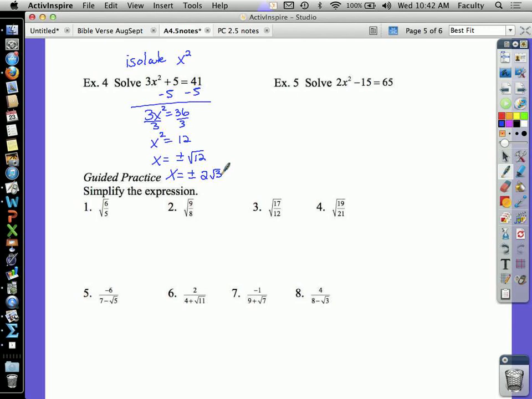All right, try example 5. Isolate the x squared. The most common mistake that I see is students forget the plus or minus, okay? So I'm getting x equals plus or minus 2 square root 10. You guys getting it?